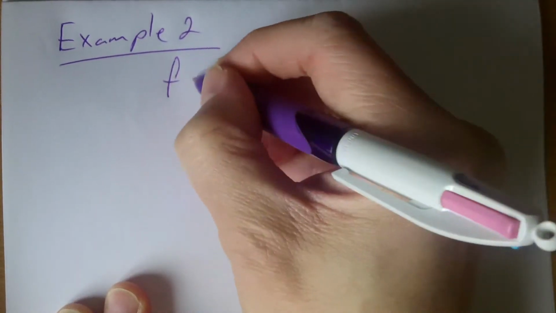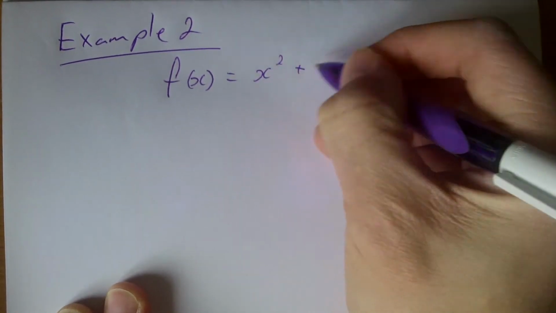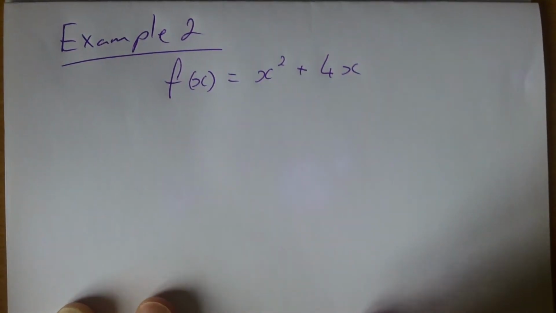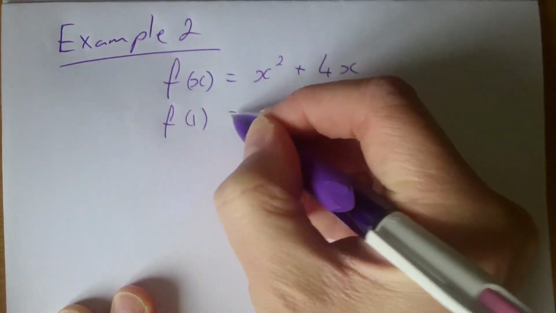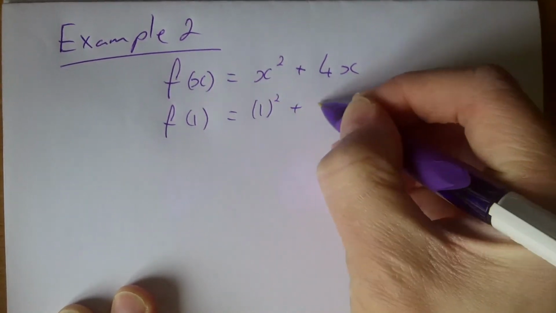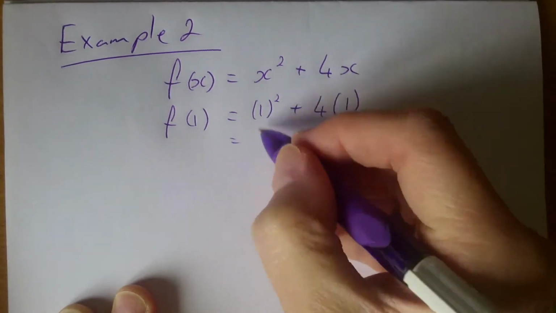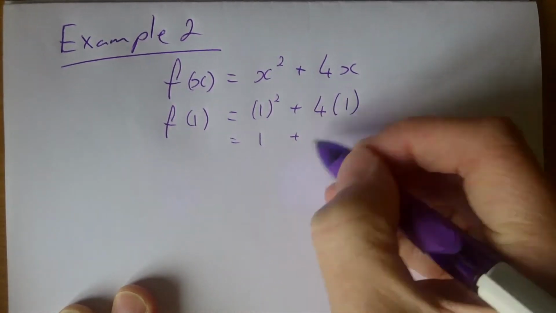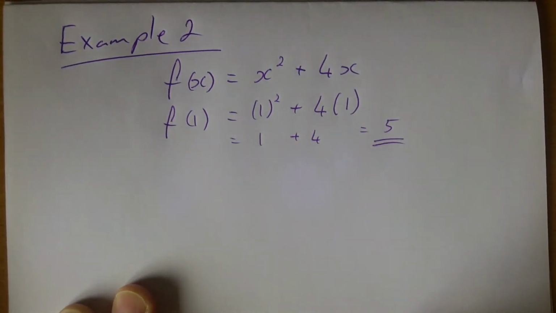We'll go for example 2. Let's take a function f of x equals x squared plus 4x. Okay, we'll start off just by finding the value when x is 1. So f of 1 becomes 1 squared plus 4 times 1. Better off working here. 1 squared is 1. 4 times 1 is 4, so 1 plus 4 is 5.